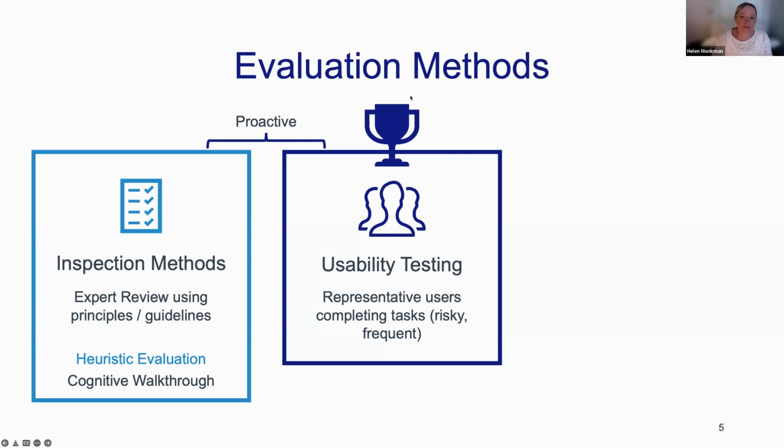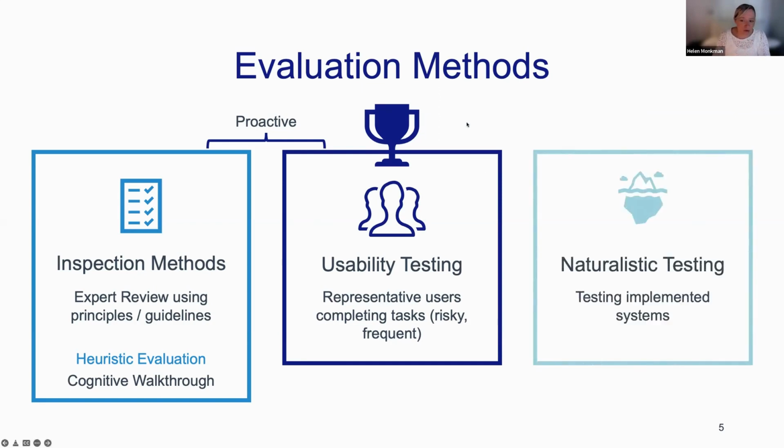The gold standard of evaluating any sort of system is usability testing, where we would have representative users doing tasks that they would normally do. Oftentimes we concentrate on risky tasks or tasks that they do frequently, ones that we want to make sure are error free, but we also want to make sure that they're quick for them to do because they're going to do them often. Risky tasks, we want to make sure that they're safe and nothing's getting through the cracks.